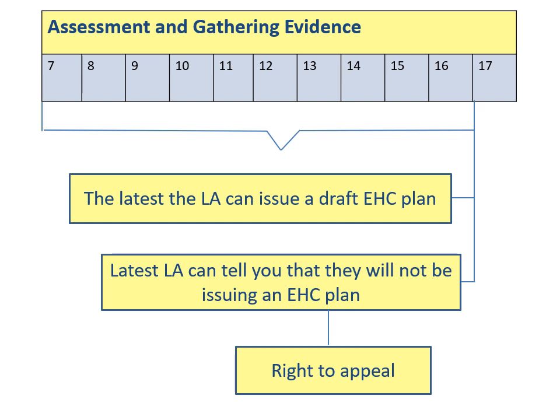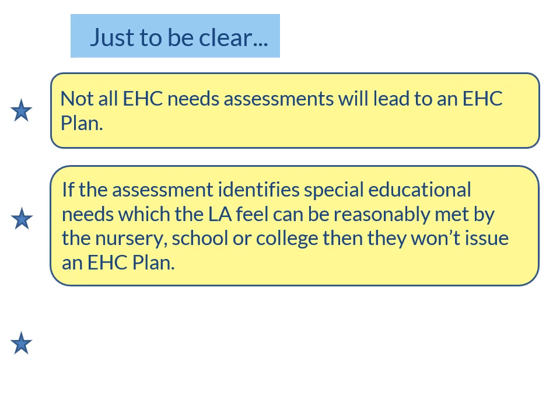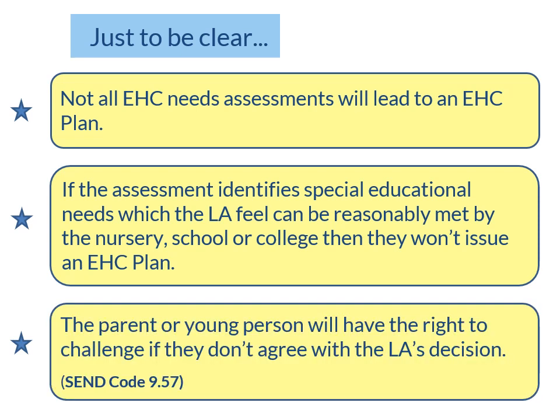They will write to you to tell you their decision, and if they don't issue an EHC plan, then you or the young person has a right to appeal. So just to be clear, not all EHC needs assessments will lead to an EHC plan. If the assessment identifies special educational needs which the local authority feel can be reasonably met by a nursery, school or college, then they won't issue an EHC plan. A parent, carer or someone with parental responsibility or the young person will have the right to challenge if you don't agree with the local authority's decision.